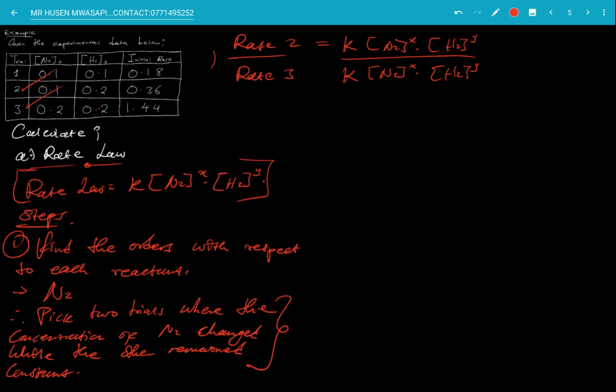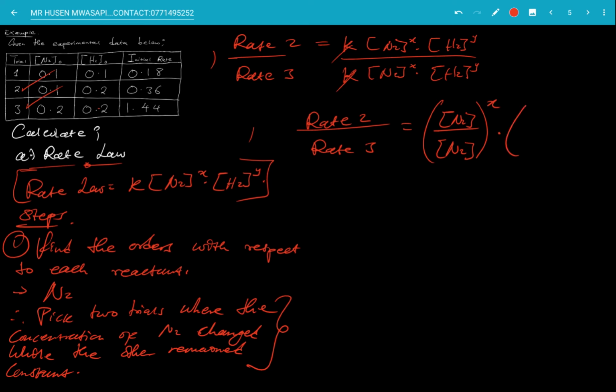So basically what we'll do is first simplify and then make it relatable. You have rate 2 over rate 3 equal to the ratio of the concentration of nitrogen from rate 2 divided by the concentration of nitrogen from rate 3, raised to the order X, then multiplied by the concentration of hydrogen from rate 2 over the concentration of hydrogen from rate 3, all to the order of what? Y.